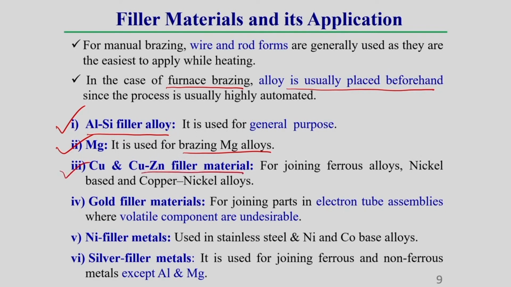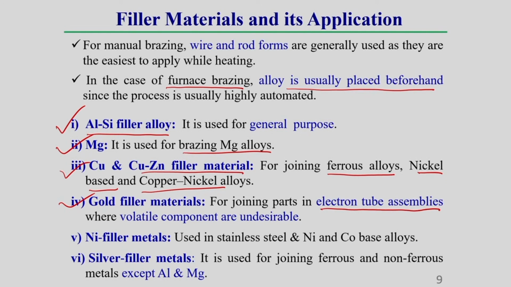It is generally used for joining. This copper or copper zinc type filler wire has wide application. You can see it can be used for joining ferrous alloy, nickel based alloy, and copper and nickel based dissimilar alloy also. These types of copper and copper zinc types of filler wire are generally used. Then another is called gold filler material. It is generally used for joining parts which are used in electron tube assembly.